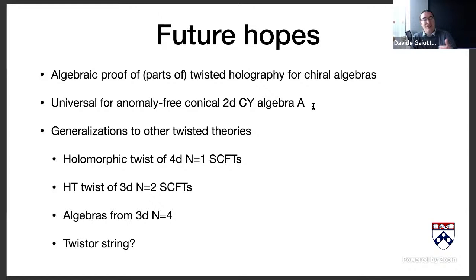There are also algebras that can be obtained from 3D N=4 theories, which also have nice correlation functions, which are important for the bootstrap program, and have a lot of interesting properties, and should be amenable to this general analysis. Ultimately, I would love to do something like this for twistor strings. Twistor strings are supposed to give you the self-dual sector of N=4 super Yang-Mills.